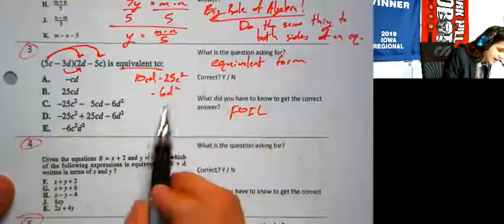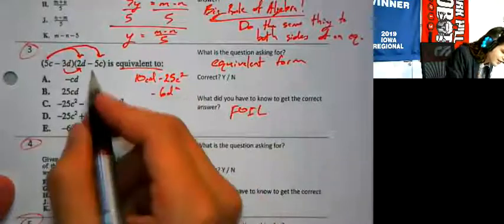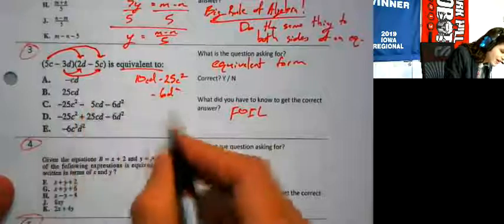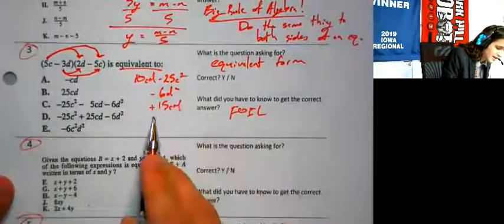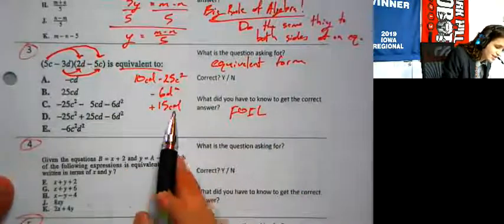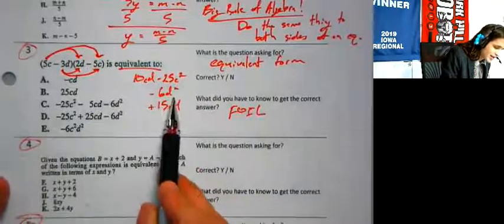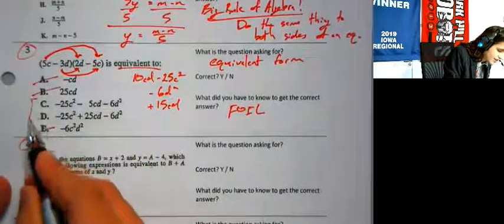All right, so what have I got here? Negative 25C squared, negative 6D squared. Okay, so I have to finish it. Negative 3D times negative 5C is plus 15CD. We had 10CD plus that. Let's notice some things. We've got negative 25C squared, we've got negative 6D squared. It's got to be one of these two.